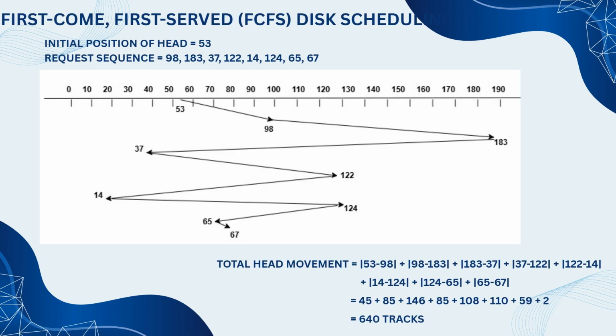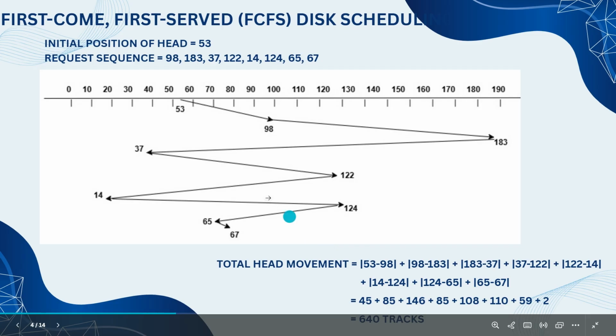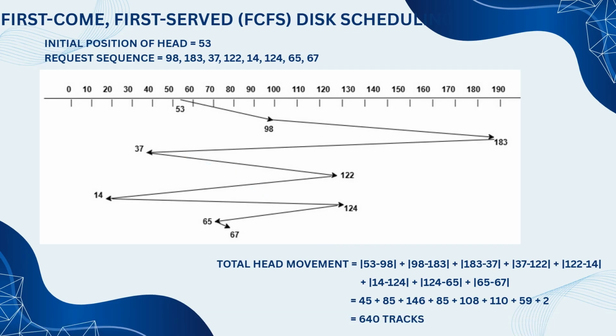Let us start with the first algorithm, the first come first served disk scheduling algorithm. It is also known as FIFO, first in first out disk scheduling algorithm, and is the simplest form of disk scheduling. Here requests are processed in the order they arrive. It means the request that came first will be served first. This does not depend on the current position of the disk head.